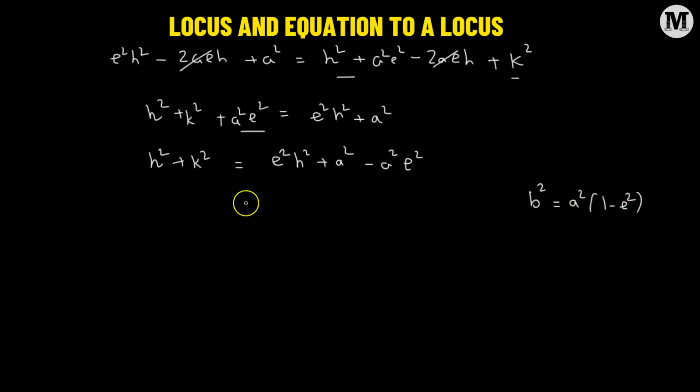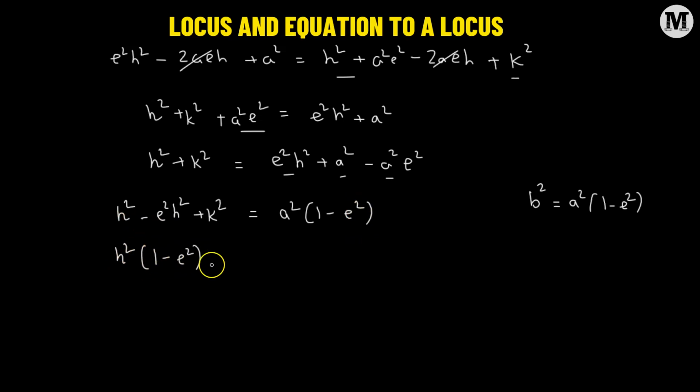That's provided to us. Now what we'll do, we're going to combine the second and the third term. We have h squared. We're going to transpose this e squared h squared to the left hand side. So we have negative e squared h squared plus k squared. And here we're going to take a squared as the common factor, so this will get multiplied to (1 minus e squared). Fine. Now here if we take h squared as the common factor, we have (1 minus e squared) added to k squared, and this will be equal to a squared times (1 minus e squared).